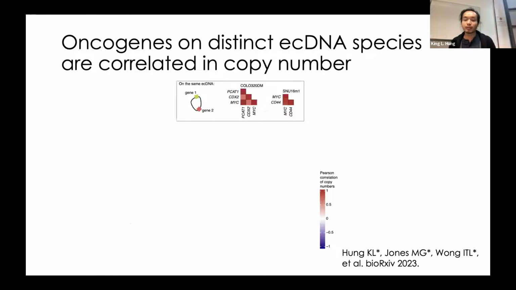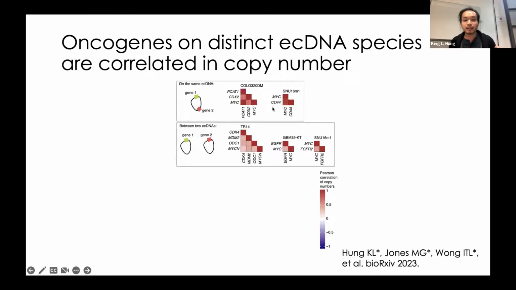What that probably also means is that when we look at individuals' cancer cells across the entire population, we should also see copy number correlation in individual cancer cells. So to look at that, we did single cell sequencing. And as a positive control, we looked at genes that are on the same ecDNA molecule. And as expected, we found that they're very highly correlated, which makes sense because they're the same molecules.